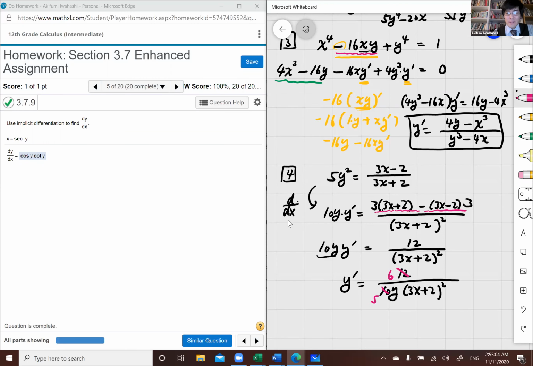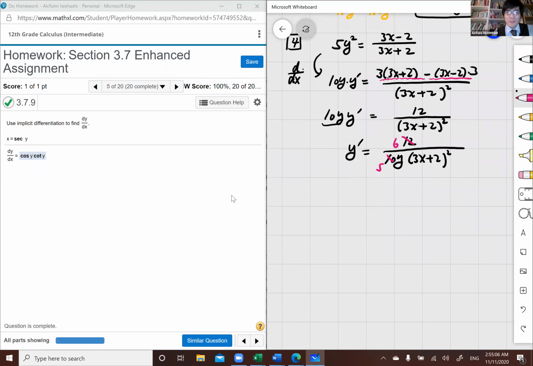Now we're going to have some trig functions. So it's going to be a good review for differentiation with a trig function. So number 5, x is equal to secant of y. Remember, the derivative of the secant is secant tangent.